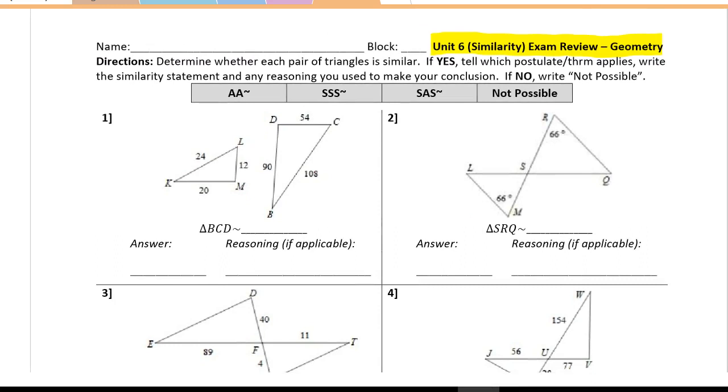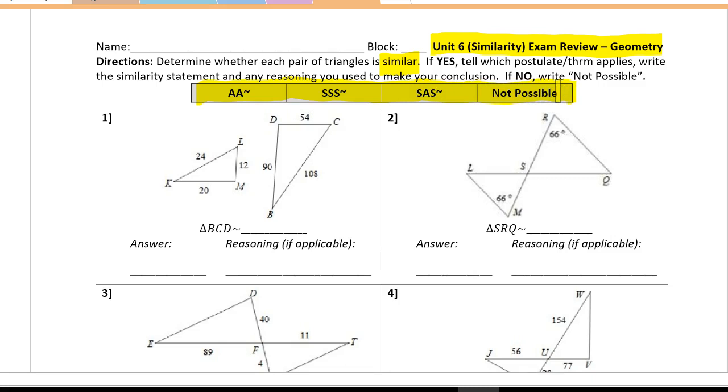Okay. Determine whether each pair of triangles are similar. In terms of being similar, we have 4 choices: angle, angle; side, side, side; side, angle, side; or not possible. Not possible being if I don't have enough information.